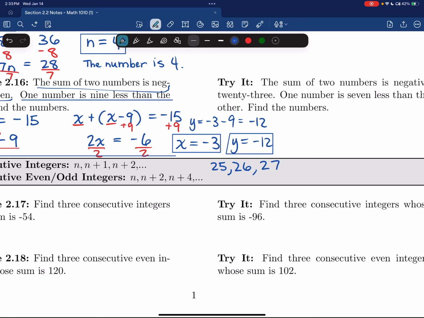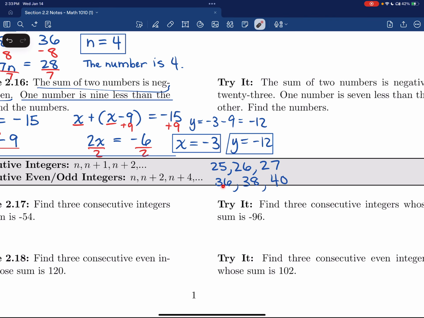So if I had 36, 38, and 40, these are 3 consecutive even integers. And to get from the original number 36 to 38, I'd have to add 2. And then I'd add 2 again to get to the next integer. Okay? So I'm just adding 2 over and over again.